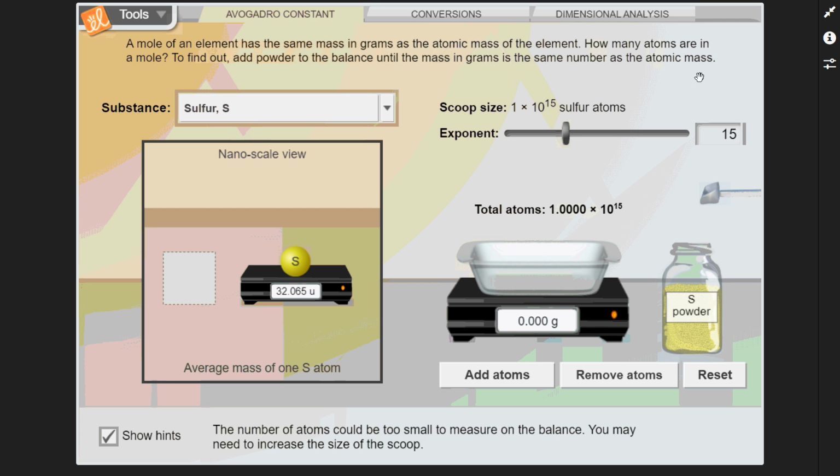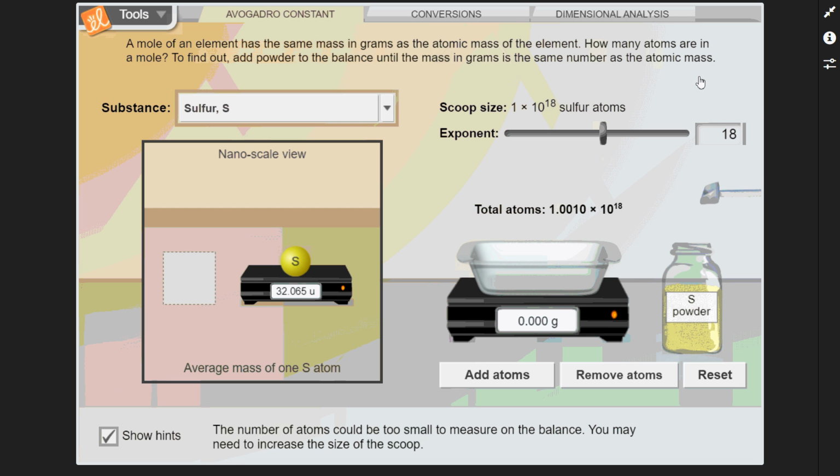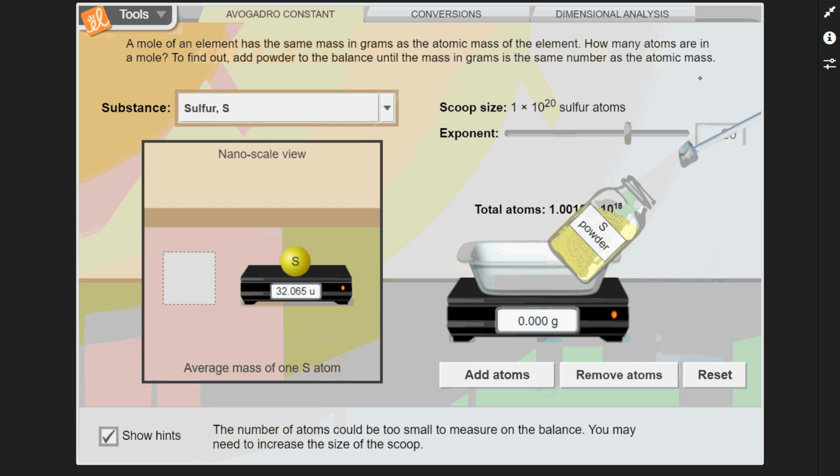Let's keep adding. Let's go up to, how about a billion billion? Okay, 1 times 10 to the 18th sulfur atoms. Add a small scoop. Still nothing. Wow, this is incredible. So we need a lot of atoms to make up even a bit of a gram. Let's go up to 1 times 10 to the 20 sulfur atoms.